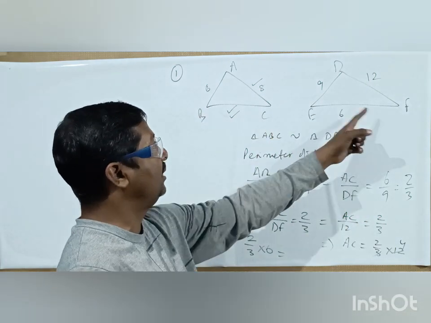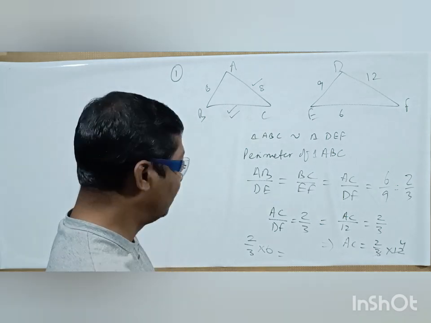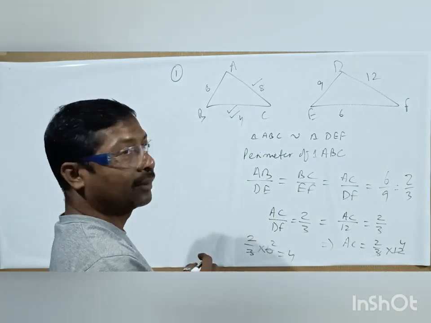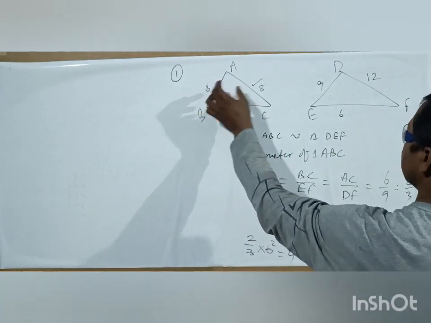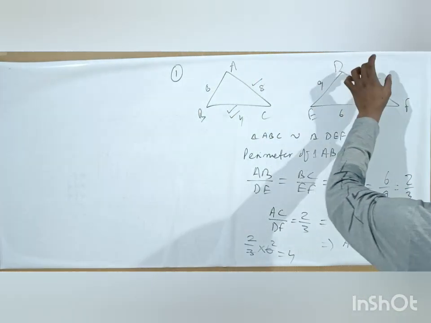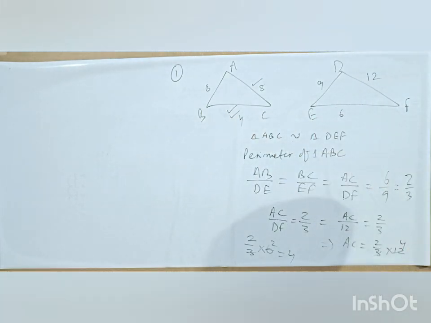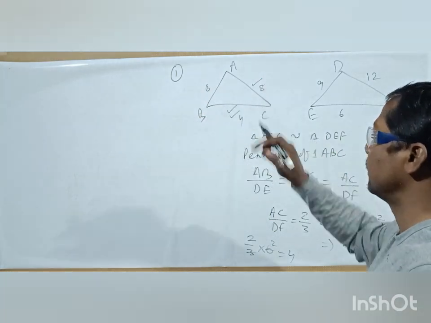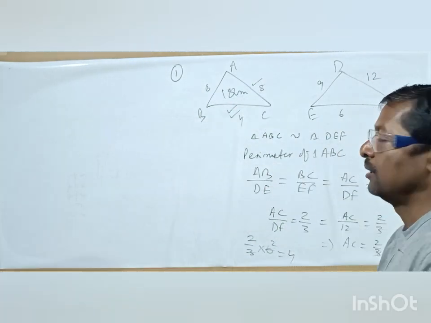Similarly, BC and EF are also in the ratio 2:3, by the similarity theorem. So 2/3 of 6 will be 4. So all sides are in the ratio 2:3. Now we can calculate the perimeter. 6 plus 4 plus 8 is 18. So the perimeter is 18 cm.